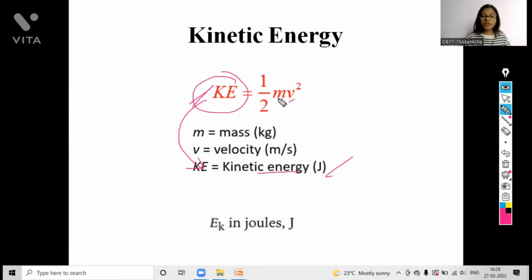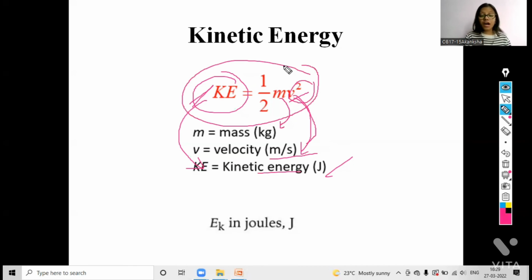Here m is the mass in kg, and this is the mass of an object that is in motion. And v is the velocity. In the previous point we discussed the speed of an object, and here velocity is similar to the speed of an object. If an object is in motion, it will have some kind of velocity. So v depicts the velocity in meters per second, and we take the square of this velocity. So this whole was the formula for kinetic energy, that is half mv square.